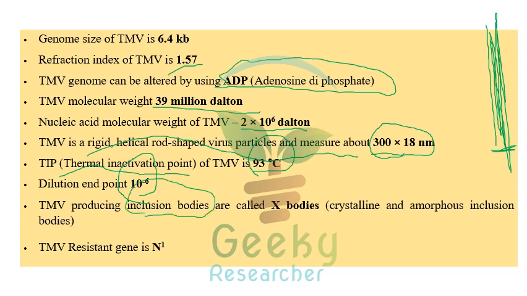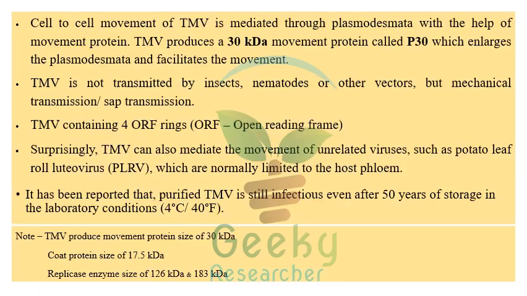Inclusion bodies are simply like indication structures of viruses. Okay, to prevent the continuous production of viruses or immediate killing of cells, the viruses produce these kinds of inclusion bodies. Inclusion bodies are also used for the identification of plant viruses, because each and every plant virus produces different kinds and shapes of inclusion bodies, whereas TMV produces inclusion bodies called X bodies, which are crystalline and amorphous inclusion bodies. And the TMV resistance gene is N1. N1 is the resistance gene of TMV.